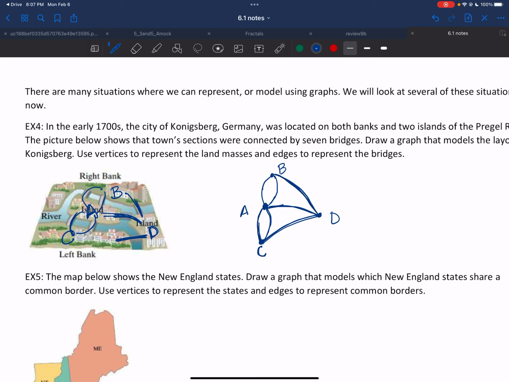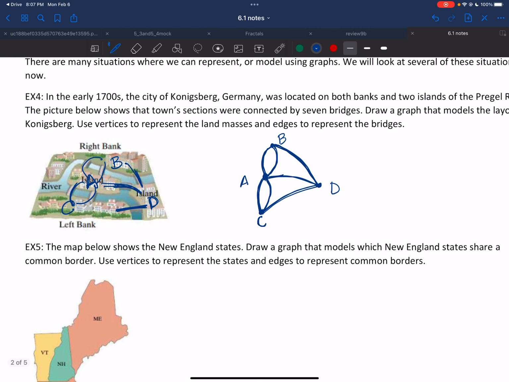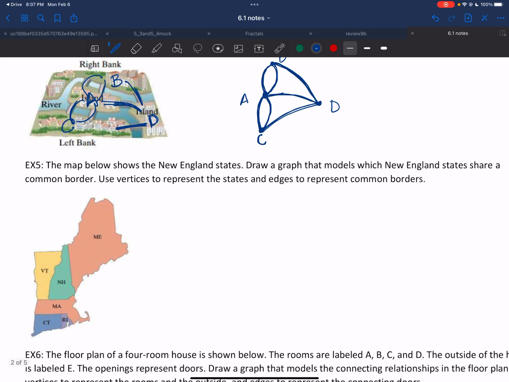Okay. So that, believe it or not, would be an example of using edges and vertices to actually represent a landmass. All right. The map below shows the New England states. Draw a graph that models which New England states share a common border. Use vertices to represent the states and edges to represent common borders.